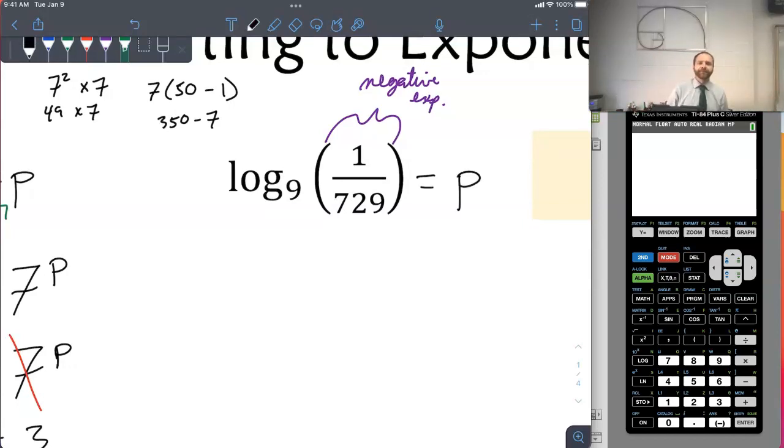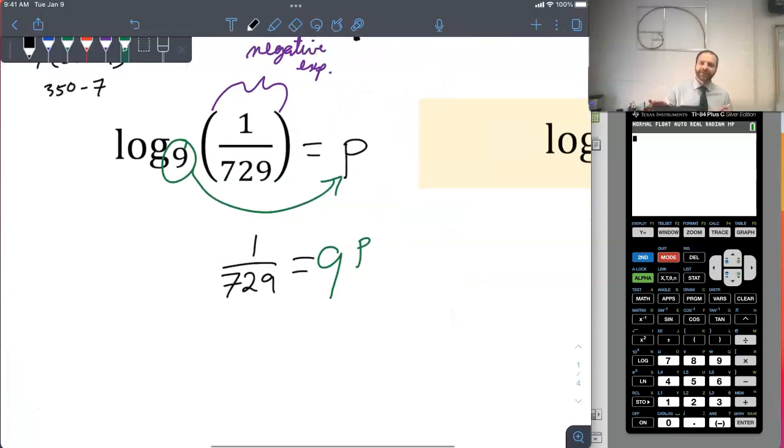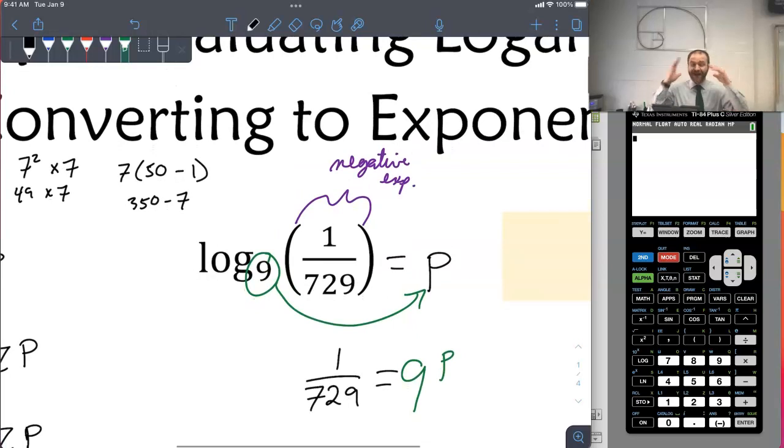I need to find that. I could translate it, or I could go, there's my base, bump it. So 9 to the p equals 1 over 729. And again, you may ask yourself, seriously, Mr. Ainsberg, I have to know powers of 9 beyond 9 squared is 81.